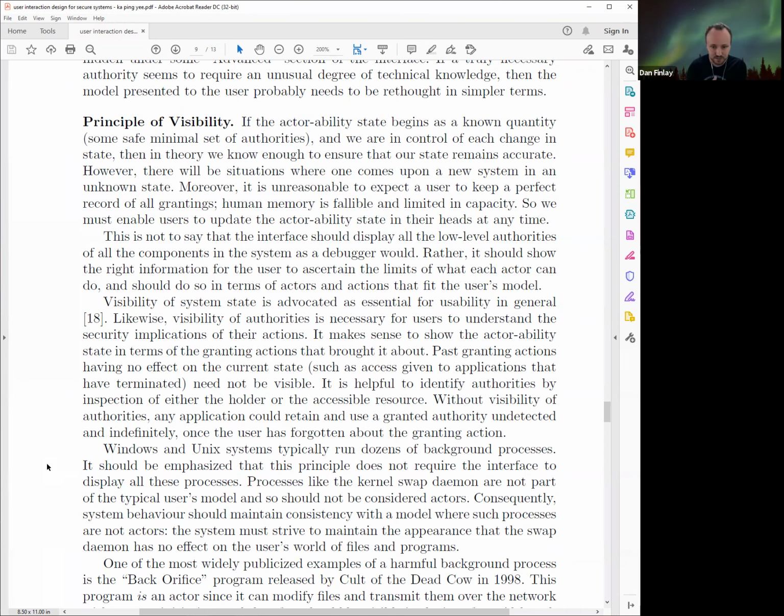Without visibility of authorities, any application could retain and use a granted authority undetected and indefinitely, once the user has forgotten about the granting action. Yeah, in MetaMask, this is the current case for our token allowances, but we are planning to add the visibility of allowances and the ability to revoke, and you bet the principle of revocability is one of these.